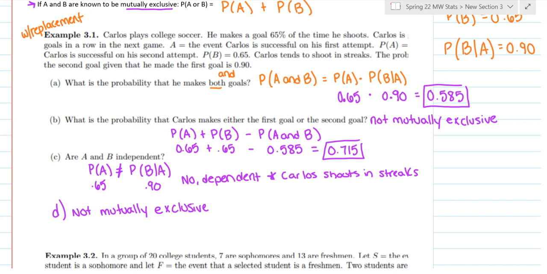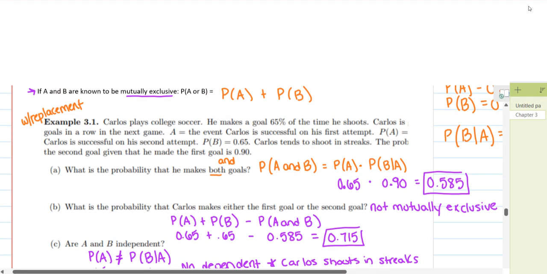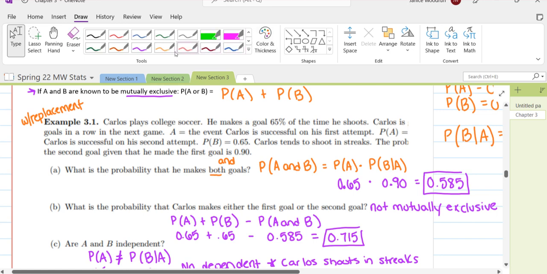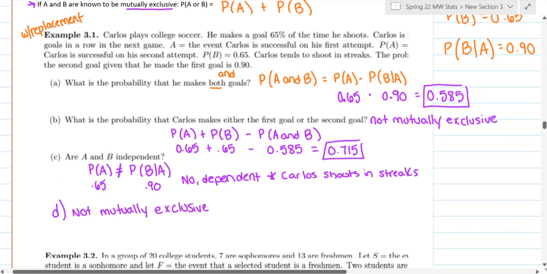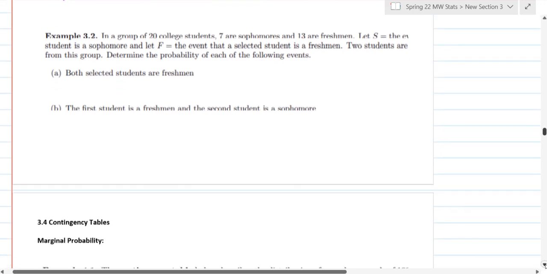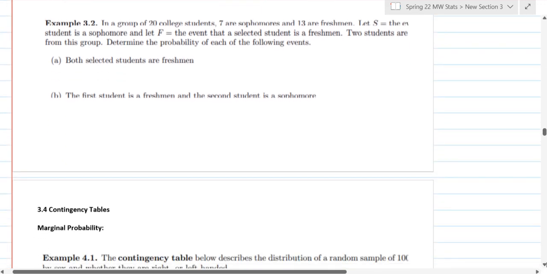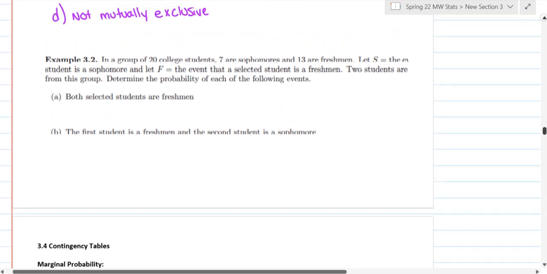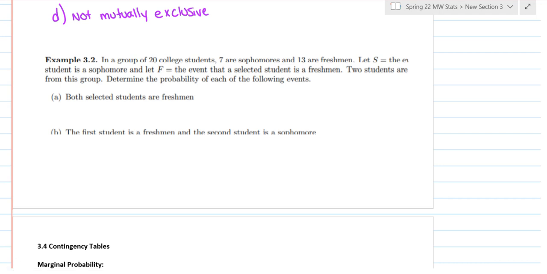Okay, so let's go ahead and look at example 2. Does anybody have any questions? Okay. All right, in a group of 20 college students, 7 are sophomores and 13 are freshmen. Let S be the event that a selected student is a sophomore, and F is the event that a selected student is a freshman. 2 students are randomly selected from this group. Determine the probability of each of the following events.